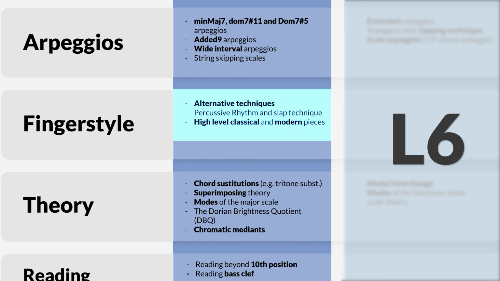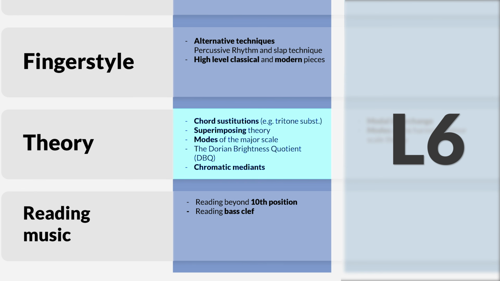Your fingerstyle will level up and reaches its last stage with percussive rhythm guitar, slap technique and higher level classical and modern guitar pieces. Now the music theory in this level is about chord substitutions, the tritone substitution, superimposing scales and arpeggios, modes of the major scale in depth, and the Dorian brightness cushion that indicates the brightness and darkness of a mode, and finally the chromatic mediants.